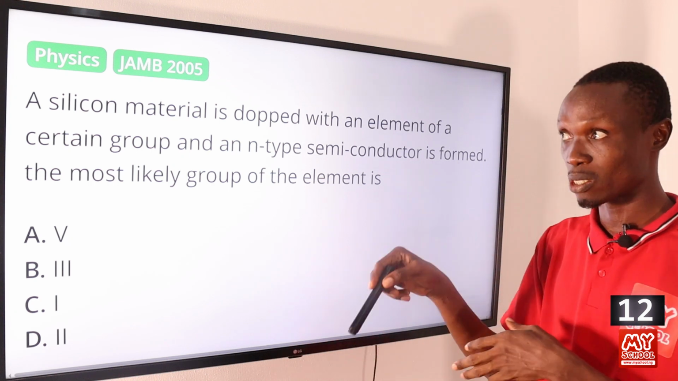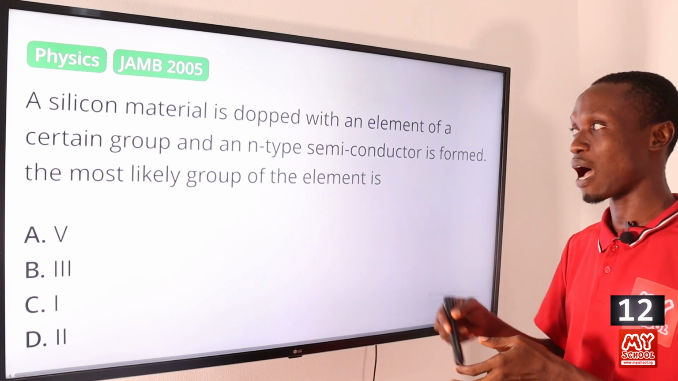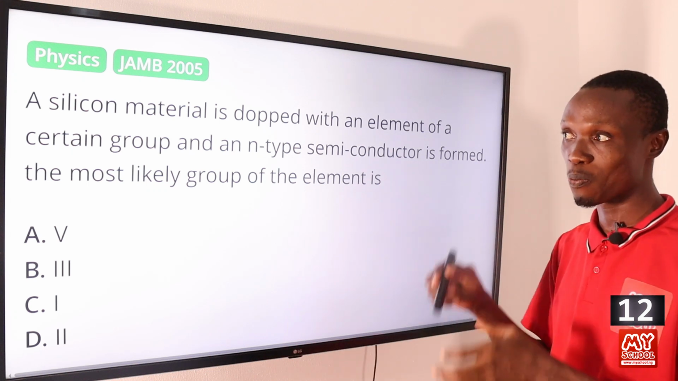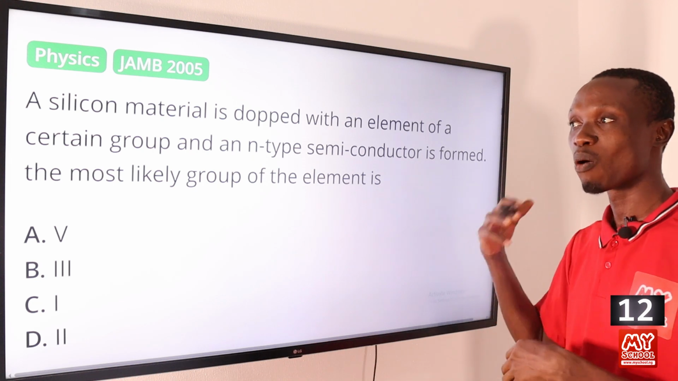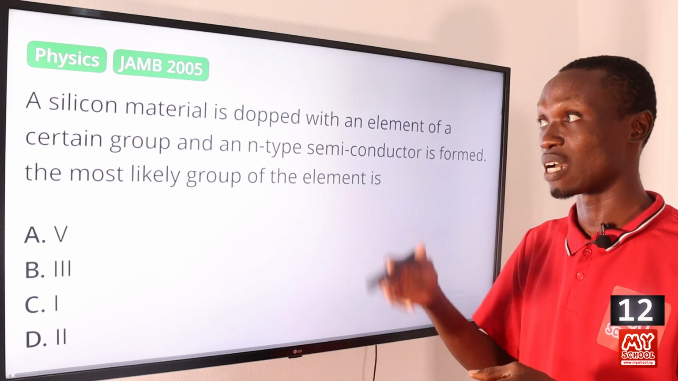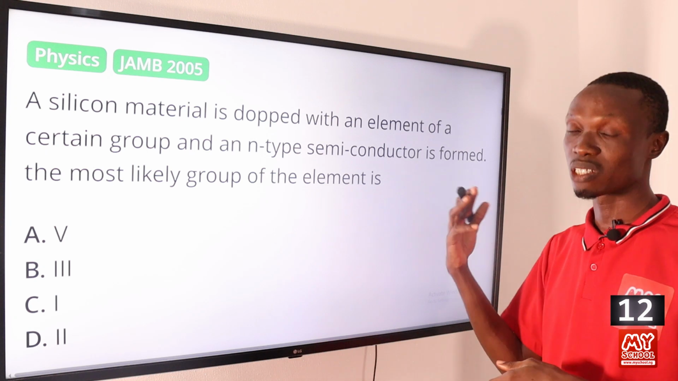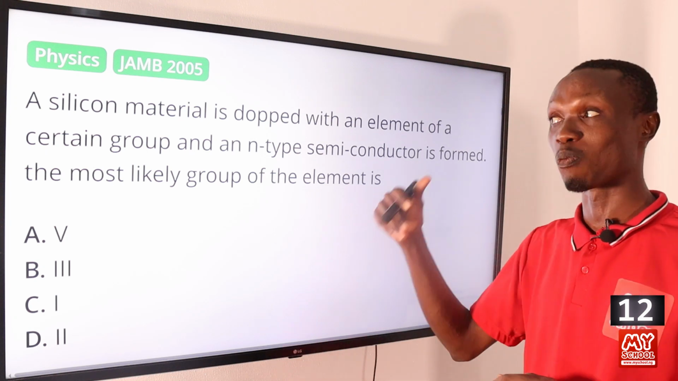In order to dope it so that you achieve an n-type semiconductor, you have to dope it with an element that has more electrons on its atomic shell than the silicon material itself. So in this case, you are going to be using an element from group 5.